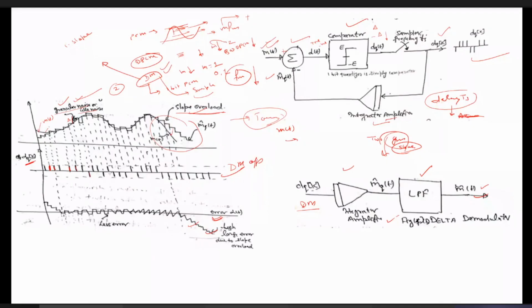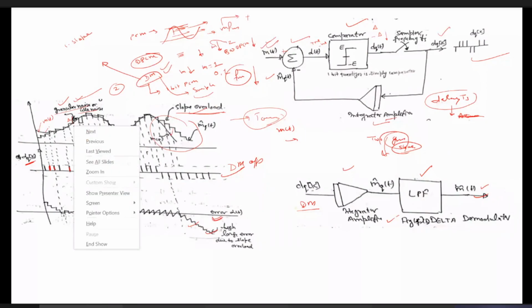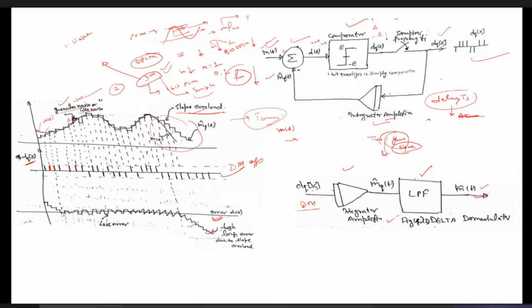What happens if this value would have been here? Then this delta would have got to here only. But because of this delta, the step size becomes large, and this causes a large error when you compare m(t) with this step size function's value. This error is nothing but the difference of the message signal value m(t) and this approximated value. So this error becomes large.